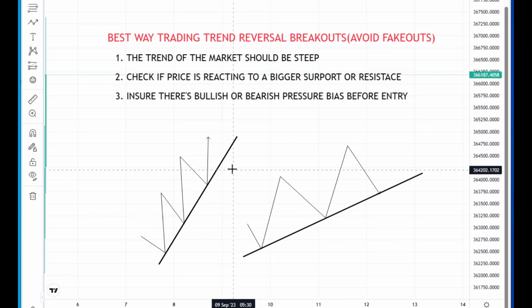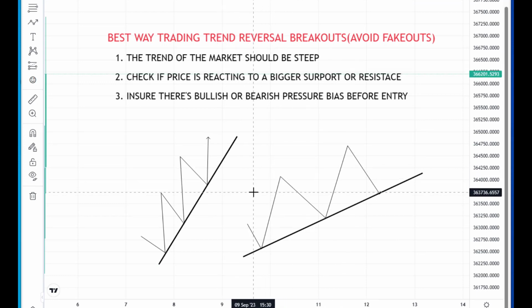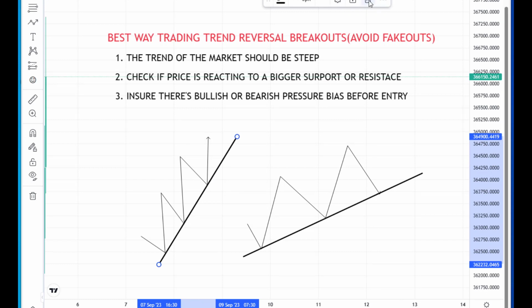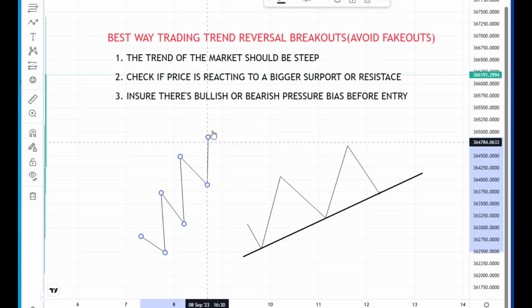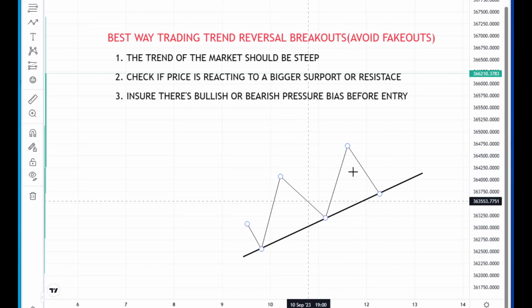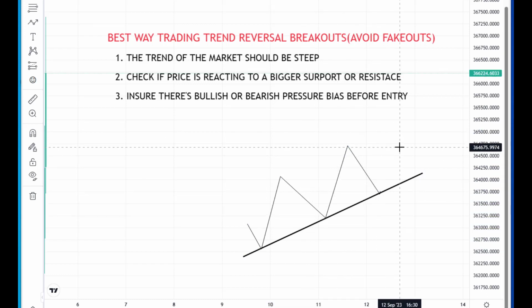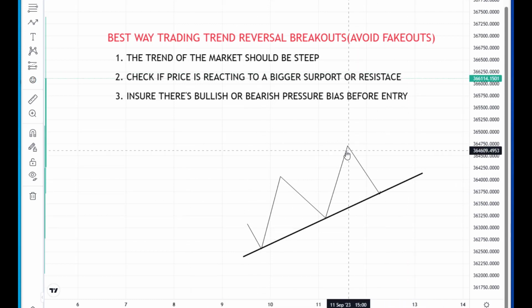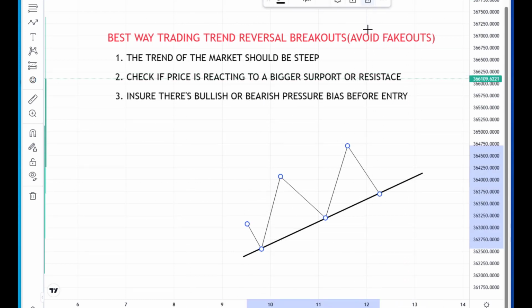So in trading breakouts or reversal breakouts, you have to ensure that the trend is steep like this. I'm going to show you the difference in the chart, and you are going to see how steep trend lines turn out to break out more often, because gentle trend lines like this tend to sustain a little longer than steep trend lines. So it's easier to trade a steep trend line.